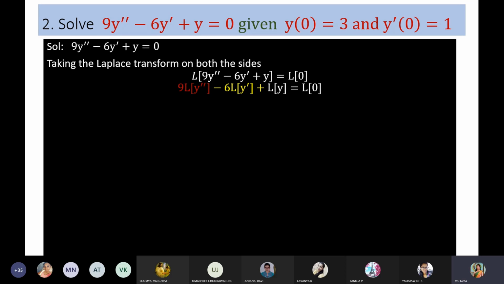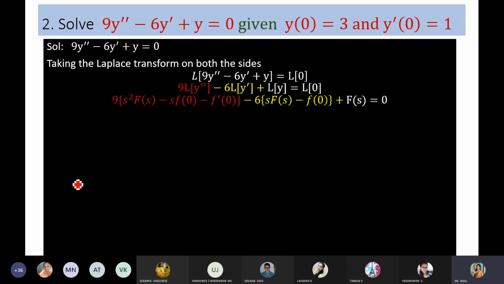So the formula will be s² F(s) − s f(0) − f'(0). Good. Similarly, L of y' will be s F(s) − f(0). L of y is F(s) and Laplace transformation of 0 is 0. Now here you have to substitute different values. At the end you will be left with only F(s).